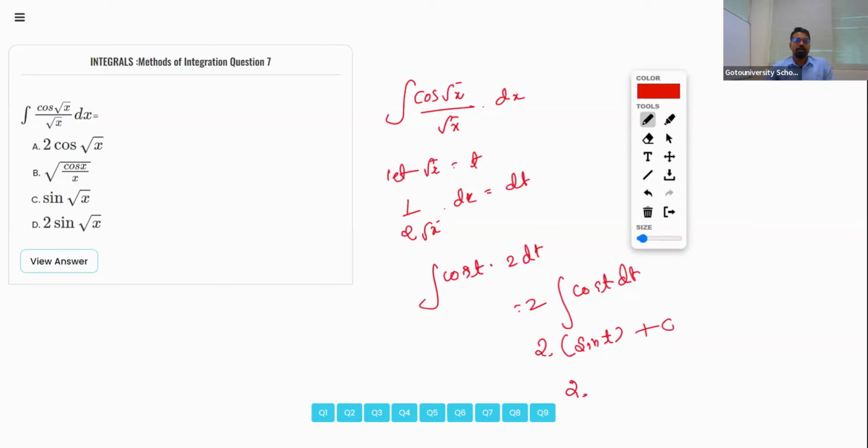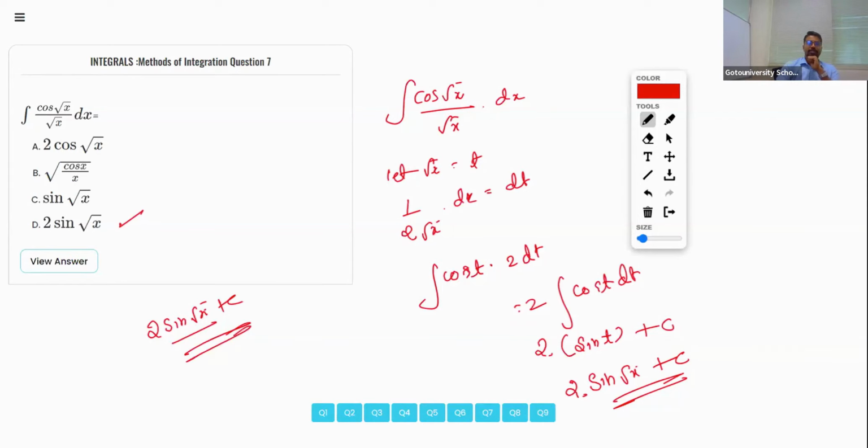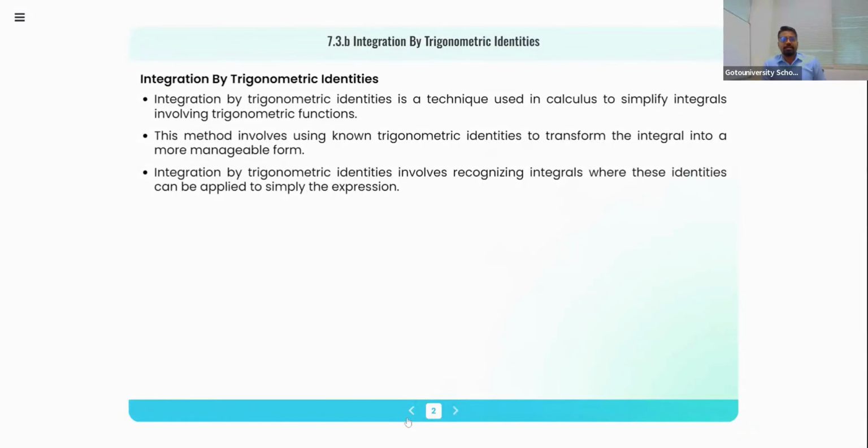So 2 into, what is c here? Sin root x plus c. So that means the answer is option D, 2 times sin root x plus c, which is option D. Am I right?